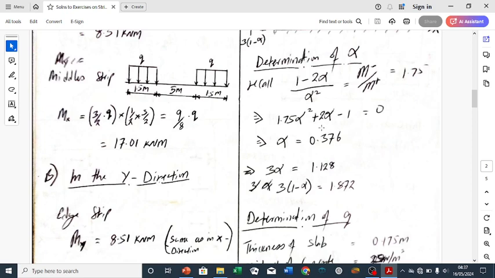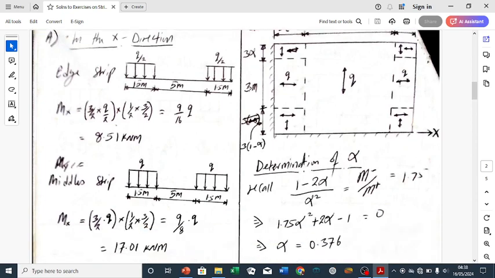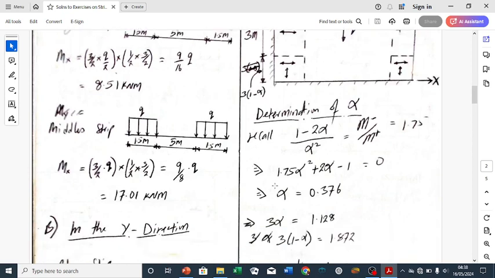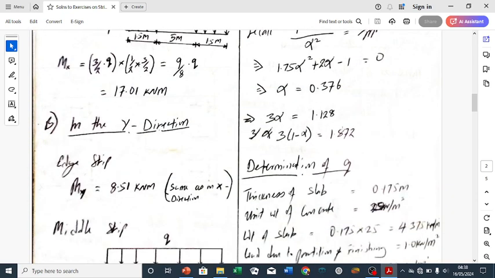And I will advise you to always keep the value of alpha in 3 decimal places. That will help the accuracy of your work. So when we now have the value of alpha, we can now know that 3 alpha that we have in a dimension is 1.128, and 3 into 1 minus alpha is 1.872. So with that, we know the actual dimensions of our slab in the H strip and middle strip.